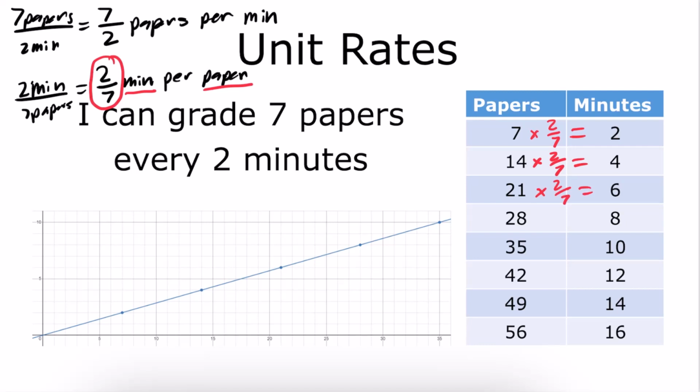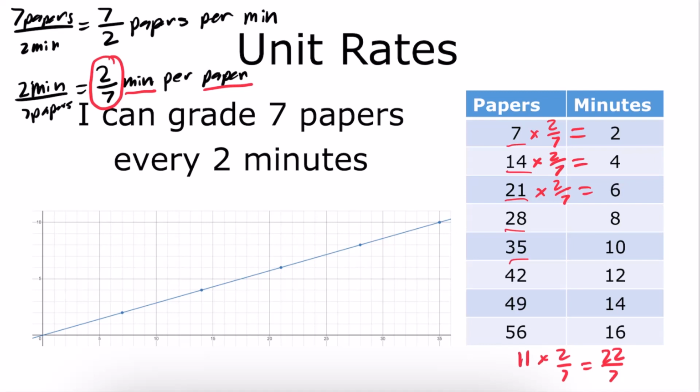And so you could use this pattern to find the number of minutes it would take to grade a number of papers that is not a multiple of 7. Because if you look at all of these numbers, they're all multiples of 7. But what if you wanted to figure out how long it would take you to grade 11 papers? Well, because of this unit rate pattern, I could just do 11 times 2/7, and that would tell me that it takes 22/7 of a minute to grade that number of papers, which would be a little bit more than 3 minutes.